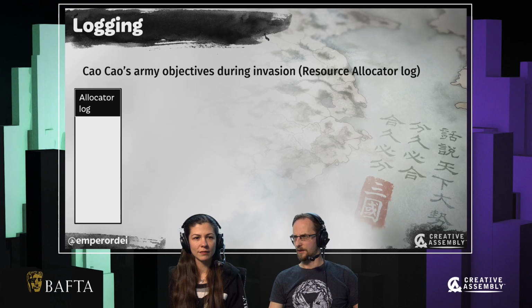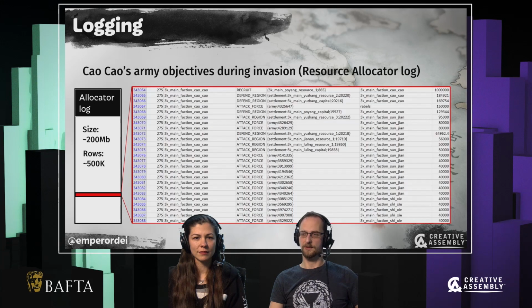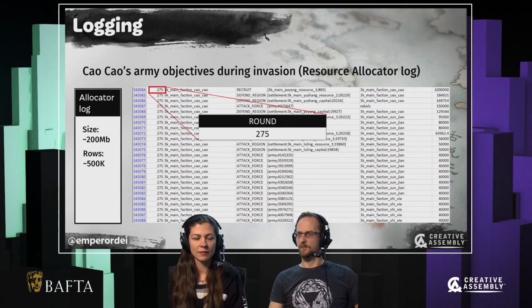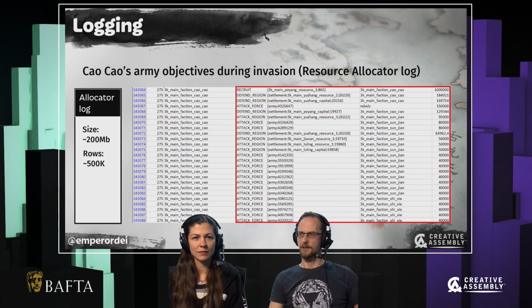Just to give you an idea about how big these logs can be, in the example autorun, the allocator log ended up almost being a 200 megabyte CSV file, and it had about 500,000 rows of entries and many columns. So it's a pretty huge log. If we zoom in that small section of the log and then zoom in some more, we will see data on round 275, which is about the end of the autorun, Cao Cao's faction, and the army objectives that were generated this round for Cao Cao, with the highest priority being on the top.